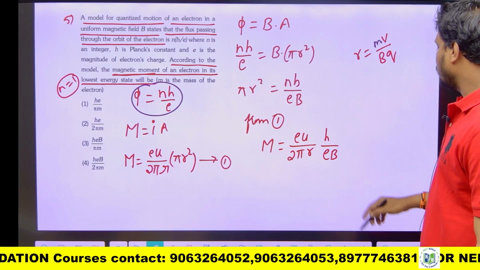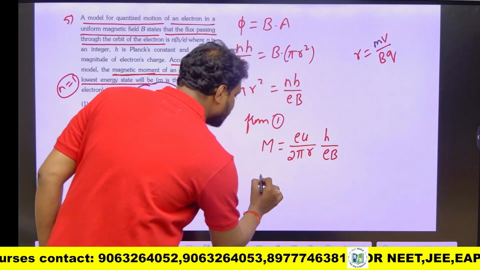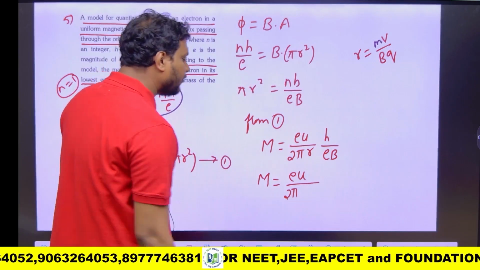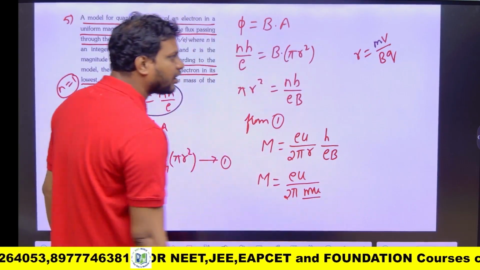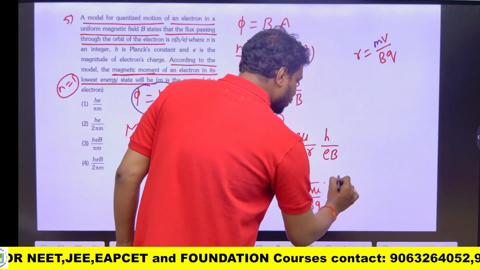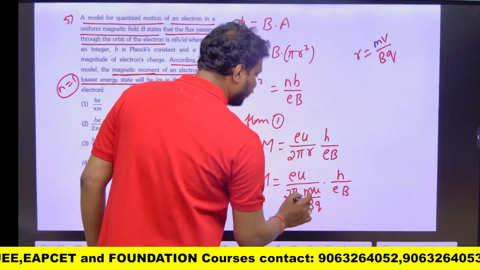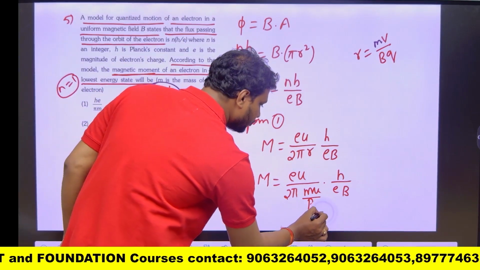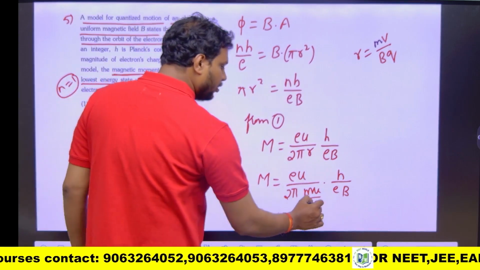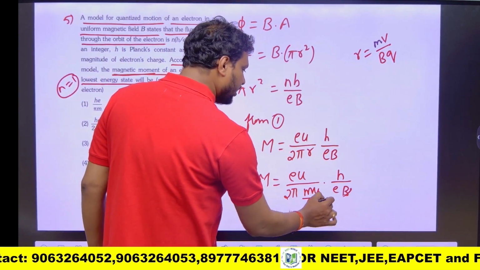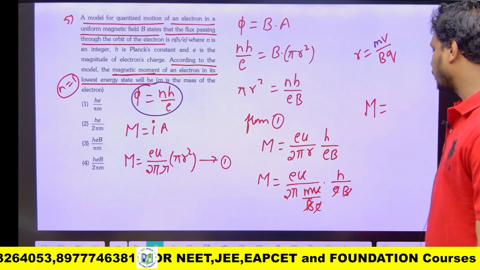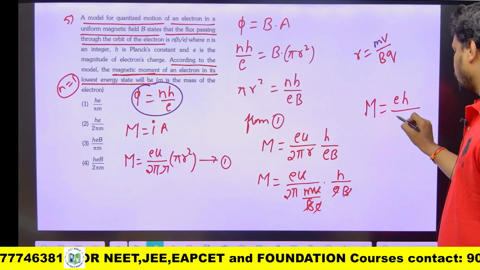So if you substitute the r value in this equation, then magnetic moment m is equal to eu divided by 2 pi, and the r value is mu by Bq, where the velocity is taken as u, into h by eB, since this charge is also taken as e. So we can cancel B and B, one e and e, and u and u also. Then the final answer is magnetic moment m is equal to eh by 2 pi m.